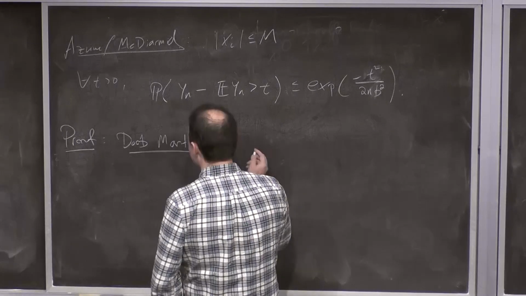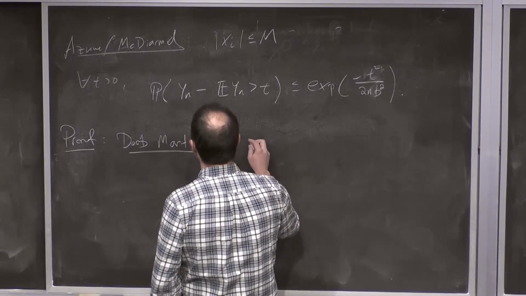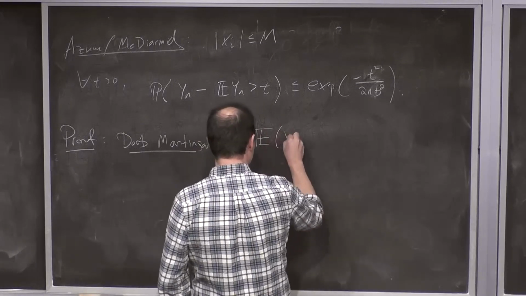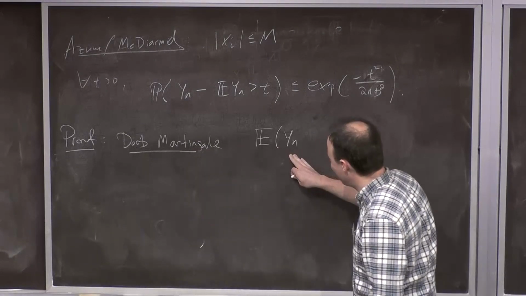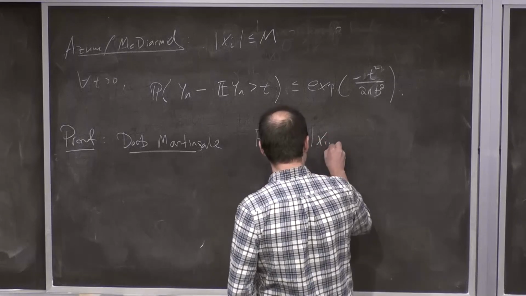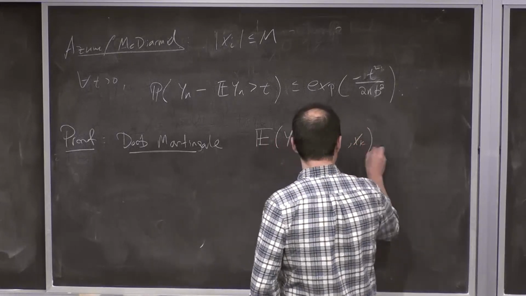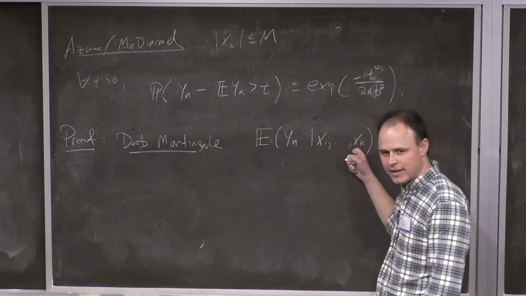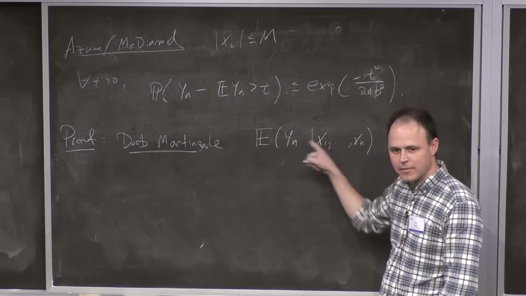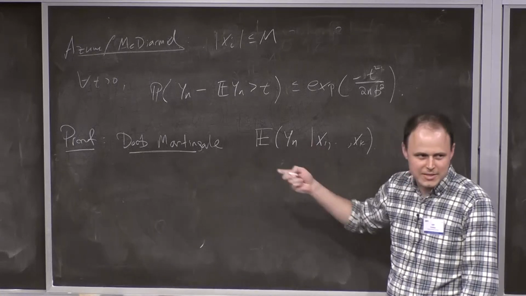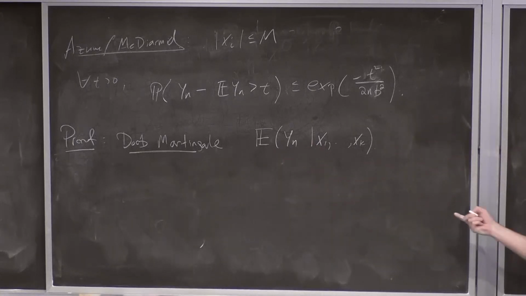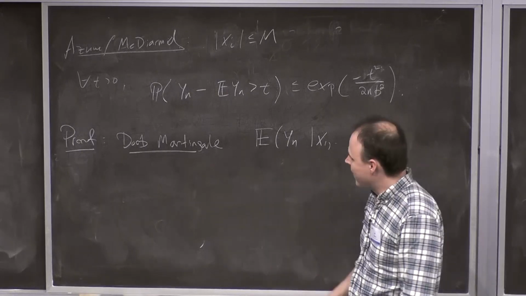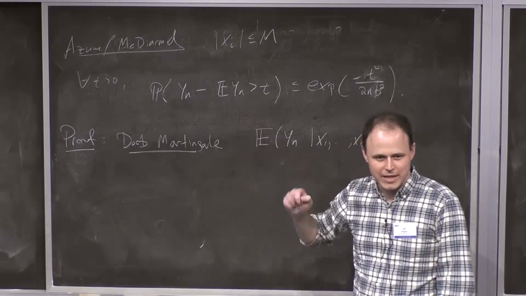You look at, let's call it, well, I won't give it a name because I'm going to define this to be something else later. So if I take expectation of Yn, I condition on the first k random variables, okay? And treat this as a sequence indexed by k. This is a Martingale. I won't define a Martingale, but you can trust me. This is a Martingale, and it's called the Doob Martingale, okay? And then you apply Azuma to this Martingale and you're done. But I haven't proved this to you yet.